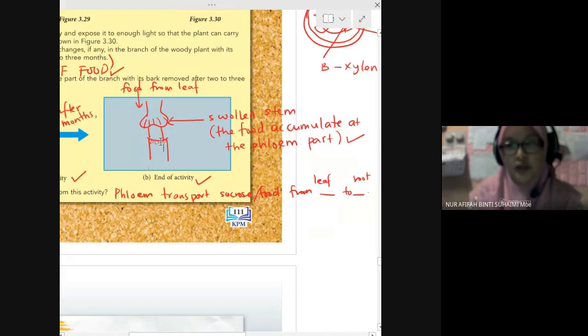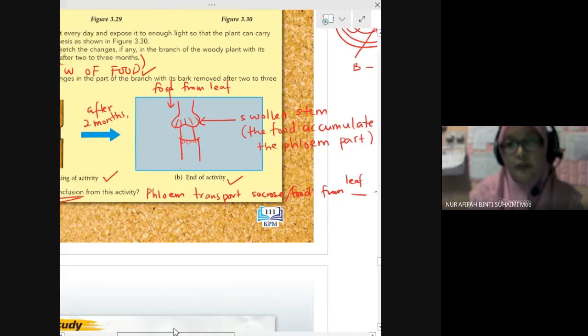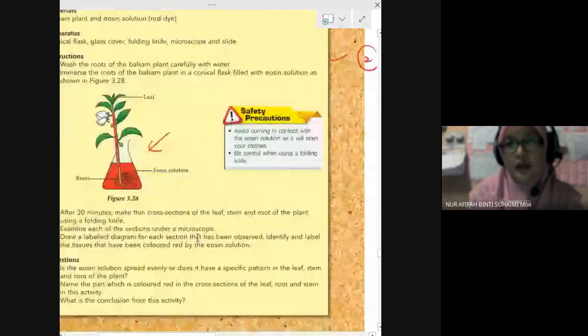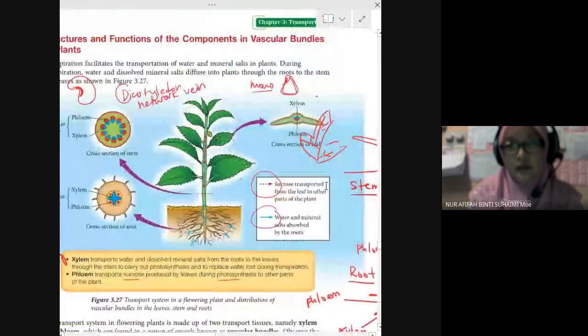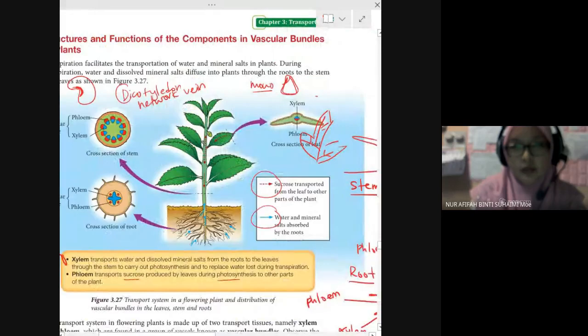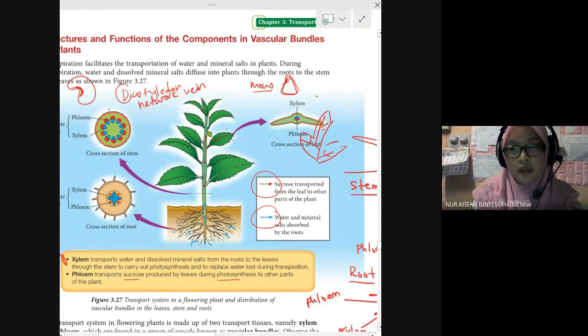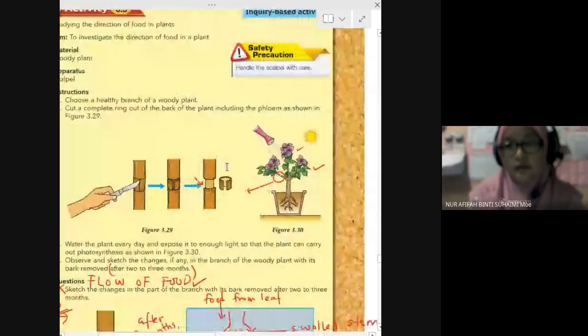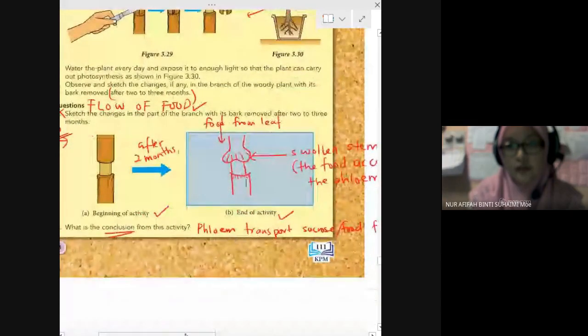This one will shrink a little bit, the below part. Why is it swollen? Because the food or the sucrose accumulates at the phloem. The phloem is outside, right? It's the red one. Once you take out the phloem, what is left is xylem. Then the phloem at the upper part will accumulate the food and make it swollen. Now you take out the ring.